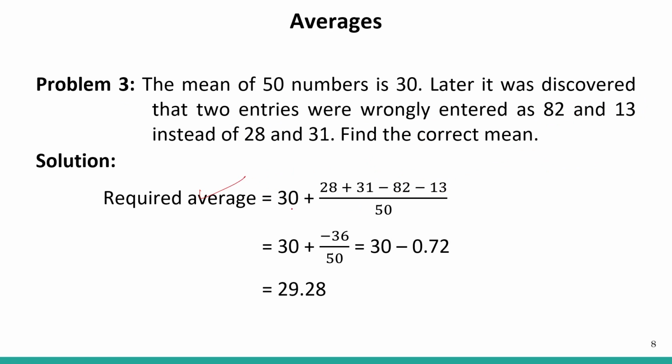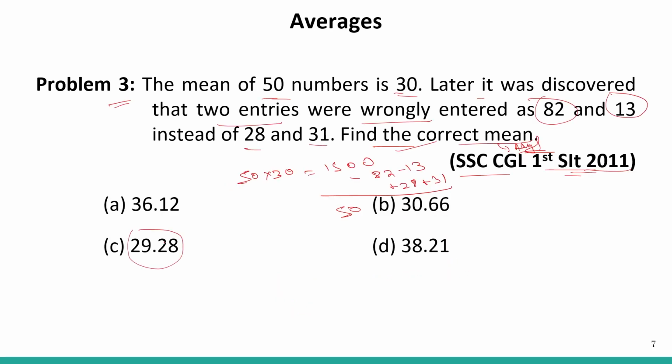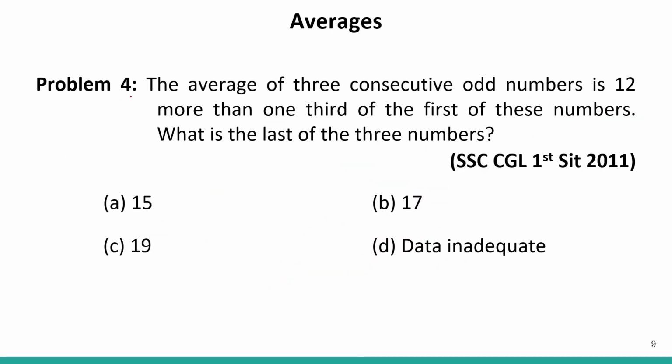So the required average will be 30 plus 28 plus 31 minus 82 minus 13 by 50. It will be equal to 30 plus minus 36 by 50, which is 30 minus 0.72, which is nothing but 29.28. So this is the correct answer. So 29.28, that is option C, is the correct one. 36.12 is wrong, 30.66 is wrong, 38.21 is wrong. Let's see problem number 4.